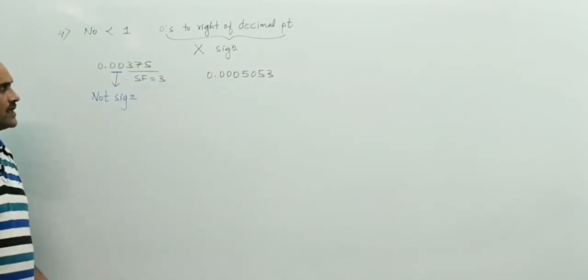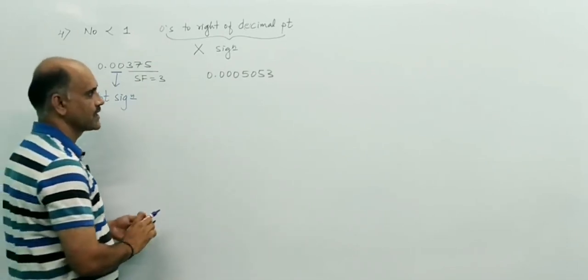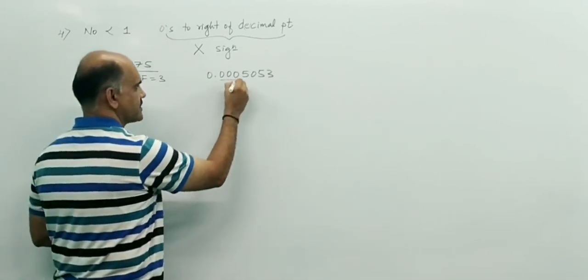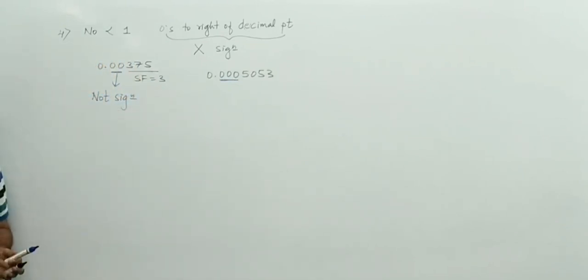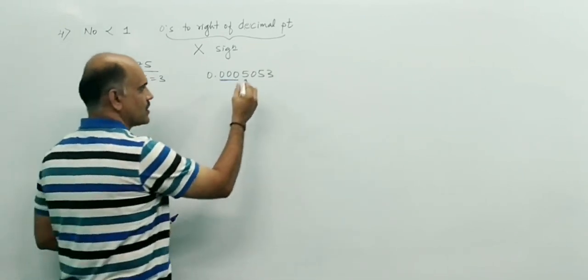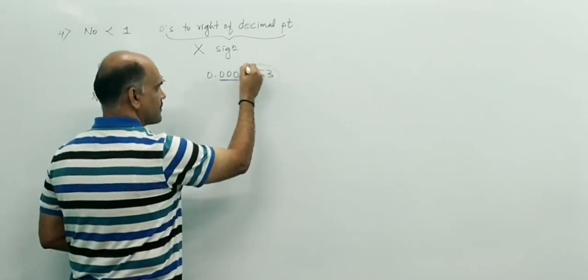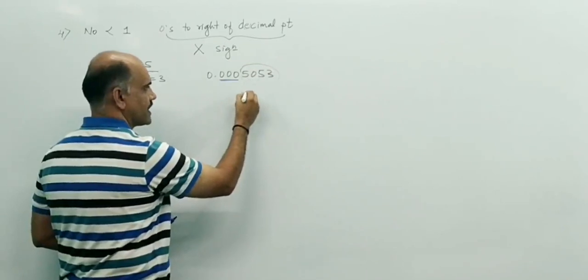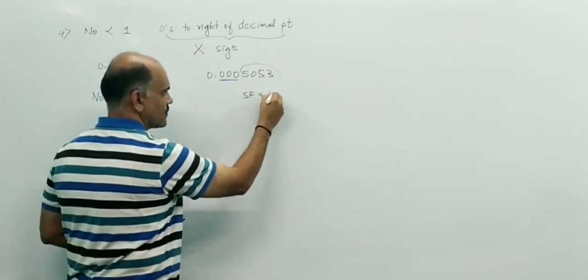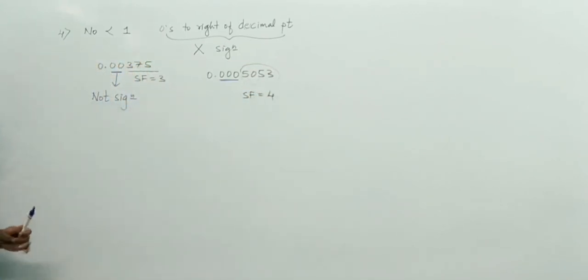Similarly, if I take 0.0005053, again you are required to leave these 3 zeros. These 3 zeros are not significant. You are required to count these numbers: 1, 2, 3, 4. So here the significant figures equal 4. This is our fourth rule.